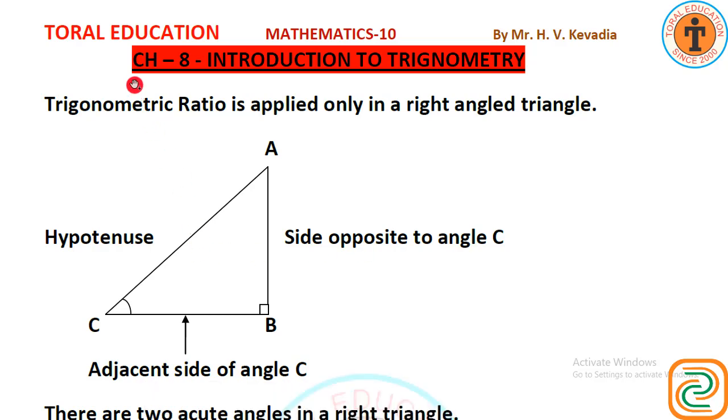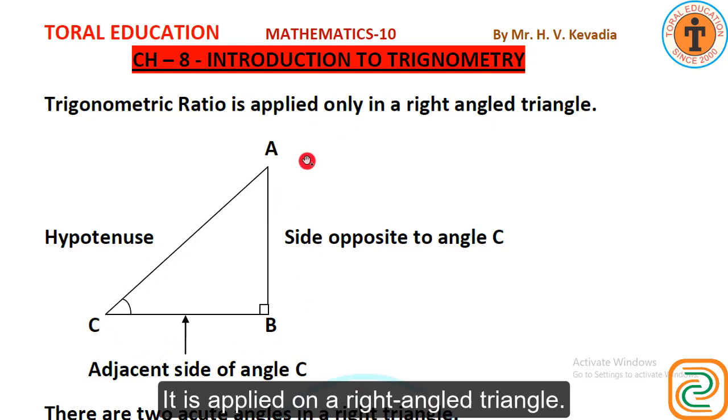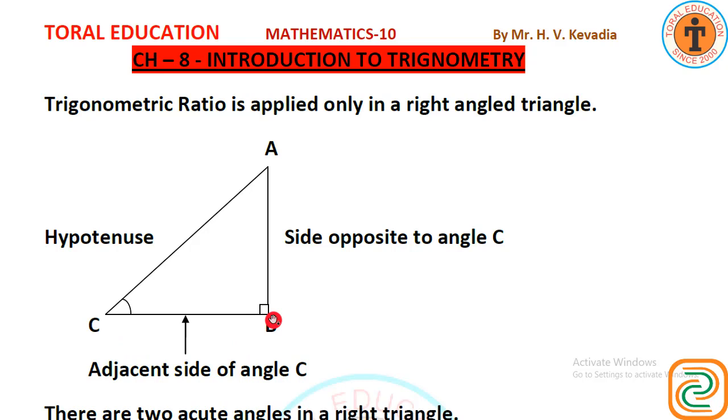Here I am taking chapter number 8, Introduction to Trigonometry. That is, trigonometric ratio is applied only in a right angle triangle. Which triangle? Right angle triangle. So this is right angle triangle ABC, right angle at B.